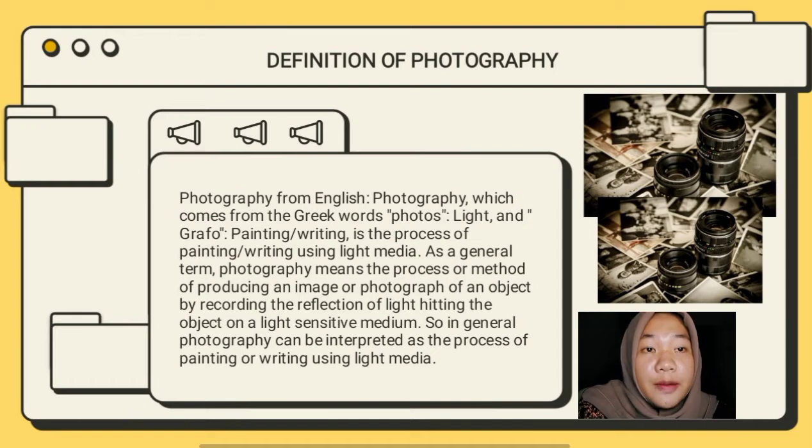Definition of photography. Photography, from English, comes from the Greek words photos, light, and graphos, painting or writing, and is the process of painting or writing using light media. As a general term, photography means the process or method of producing an image of an object by recording the reflections of light hitting the object on a light-sensitive medium. So, in general, photography can be interpreted as the process of painting or writing using light media.